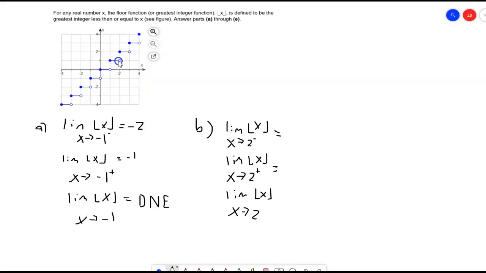From the left, we're approaching the y value of 1, right? From the right, with 2, we're approaching the y value of 2. And when we're taking the limit of the floor function as x approaches 2, that does not exist again, because we are approaching 2 different y values from each direction.